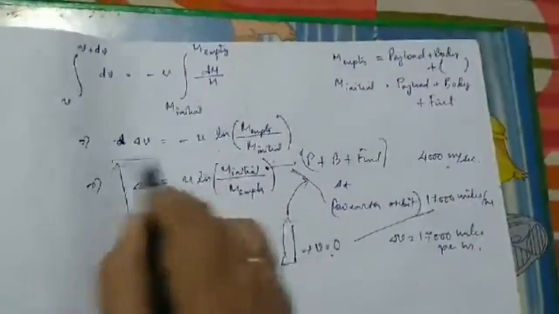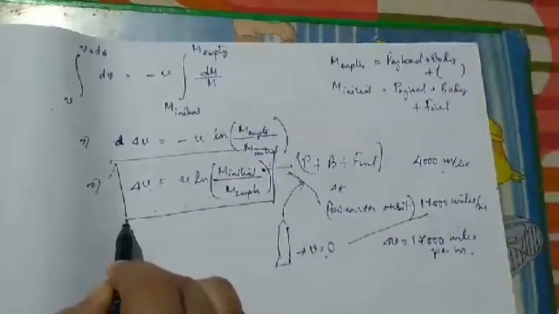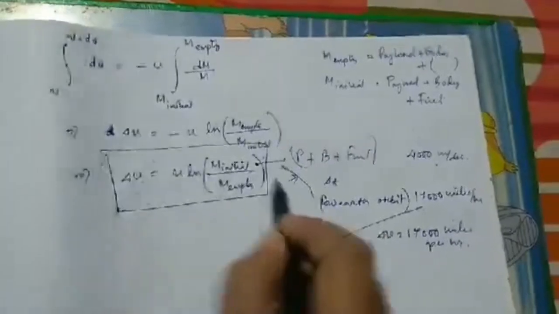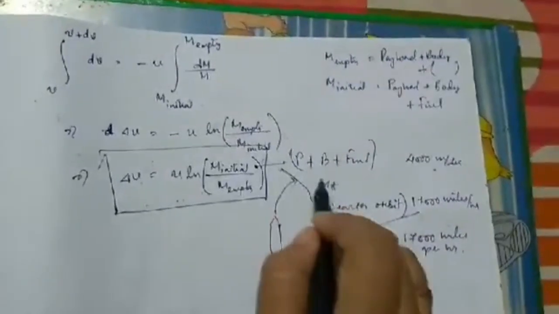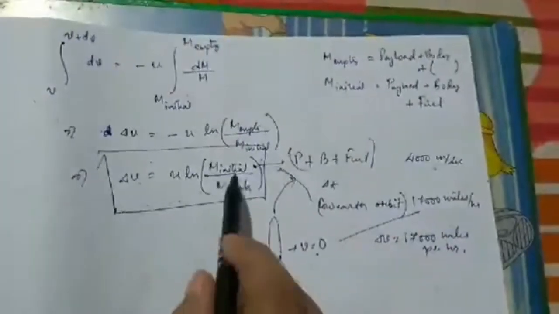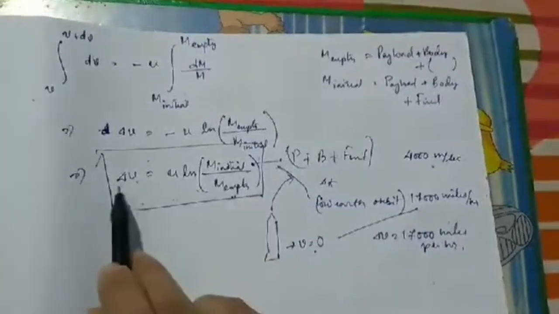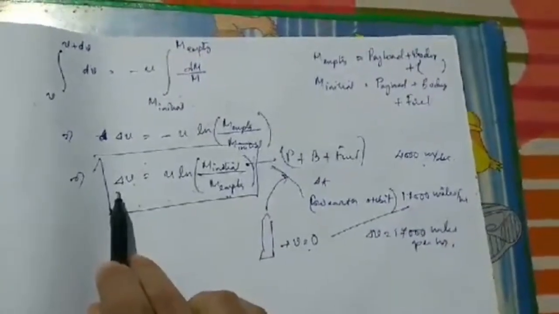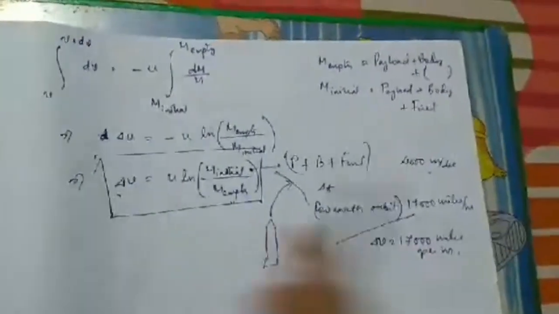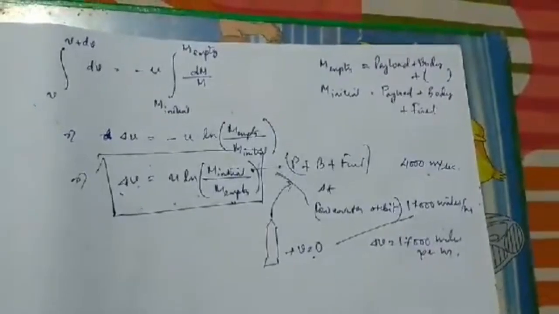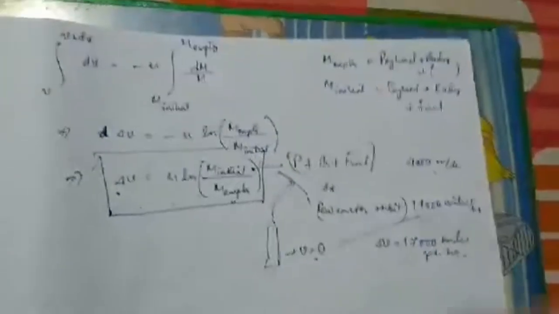So this is basically the rocket equation. The rocket equation says how much fuel you must burn to attain this del v, that means 17,000 miles per hour. Okay, I will show you an example.